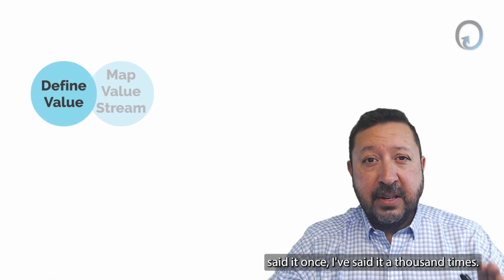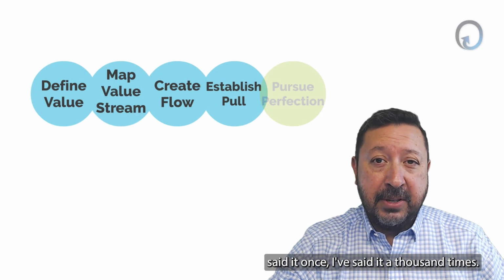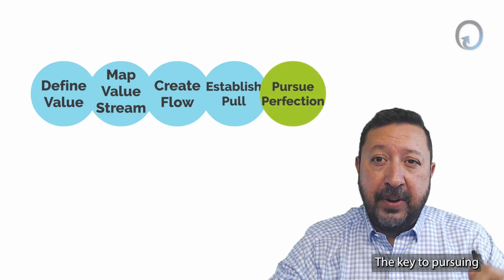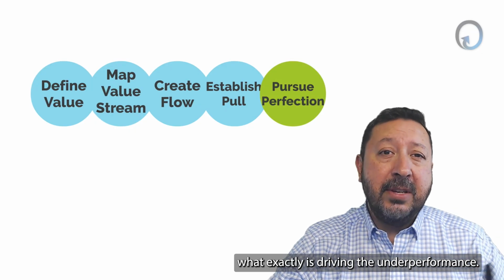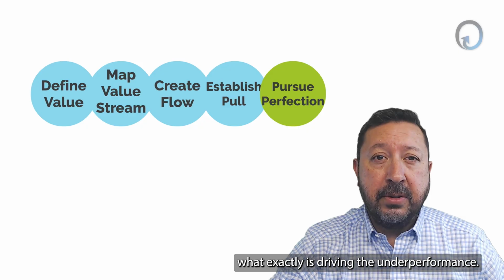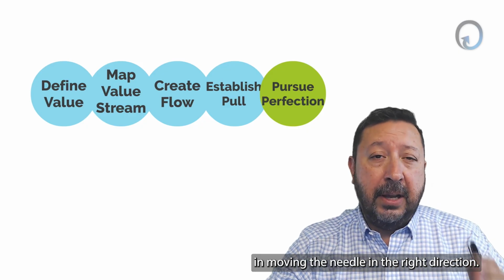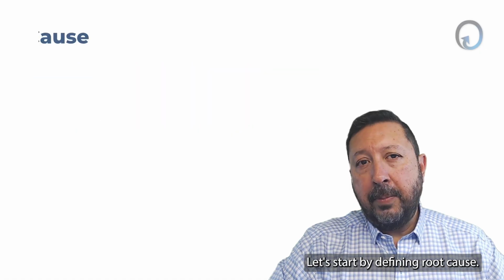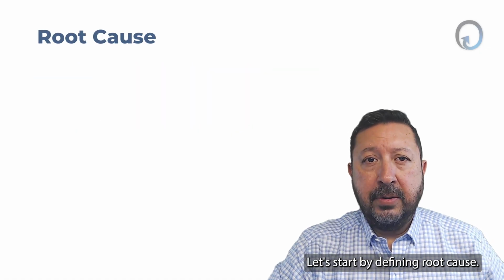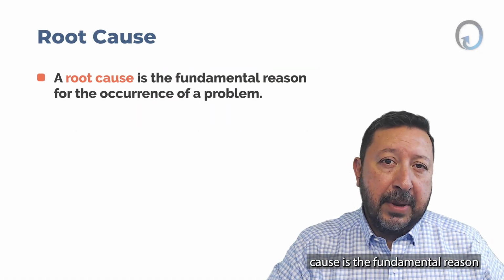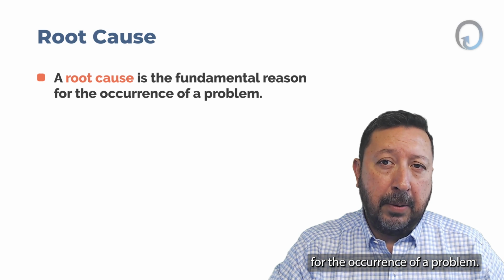If I've said it once, I've said it 1,000 times. The key to pursuing perfection is to understand what exactly is driving the underperformance. Getting to the root cause is the key factor in moving the needle in the right direction. Let's start by defining root cause. A root cause is the fundamental reason for the occurrence of a problem.